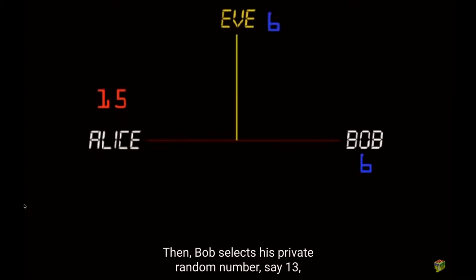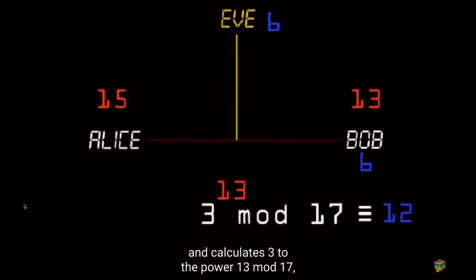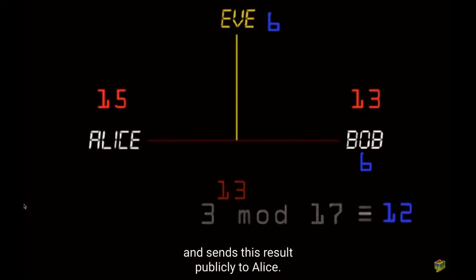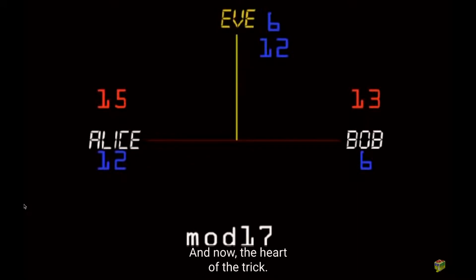Then Bob selects his private random number, say 13, and calculates 3 to the power 13 mod 17, and sends this result publicly to Alice. And now the heart of the trick.